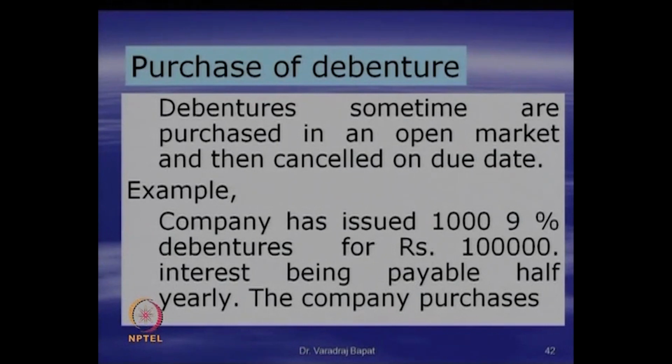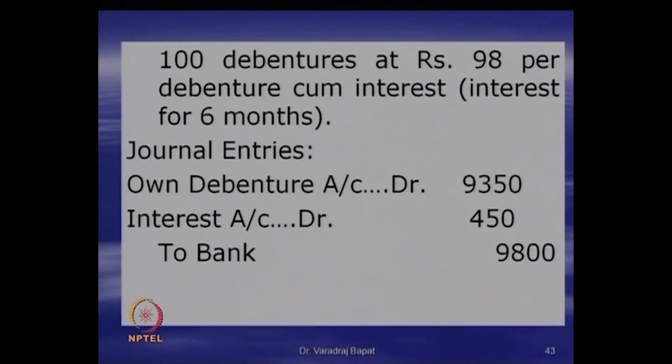An example is given to you. The company has issued 9% debentures, let us say for 1 lakh. Each debenture is of 100 rupees and the interest is paid every 6 months. Now the company purchases 100 debentures at 98 rupees, cum interest. Here you will have to understand the concept of cum interest.